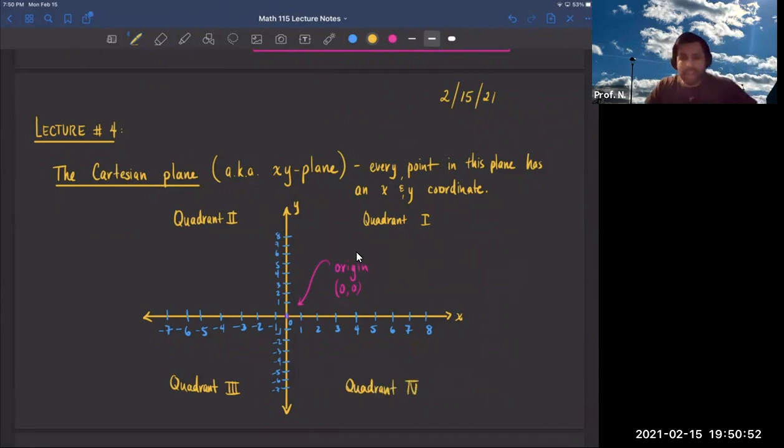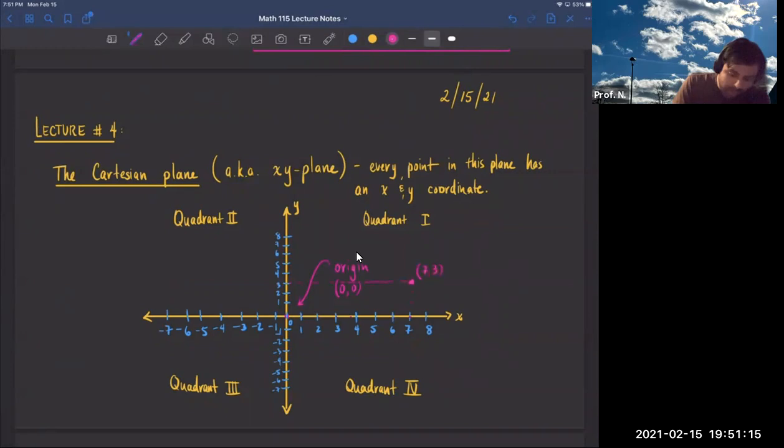So in quadrant 1, every point. If I were to choose a point like this, over here, this point right here, I move 7 units to the right, 1, 2, 3, 4, 5, 6, 7 units to the right, and I move 1, 2, 3 units above. So this point has coordinates 7, 3. That's this point here in space.